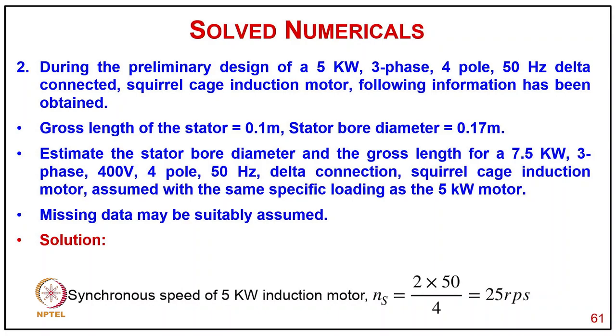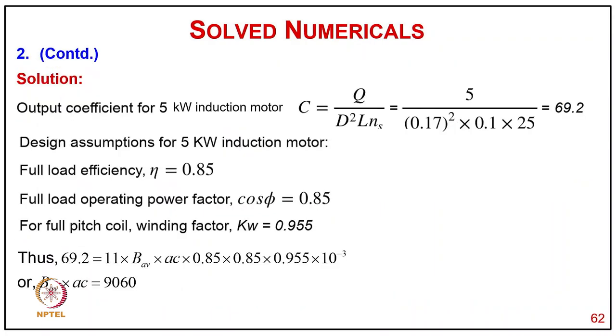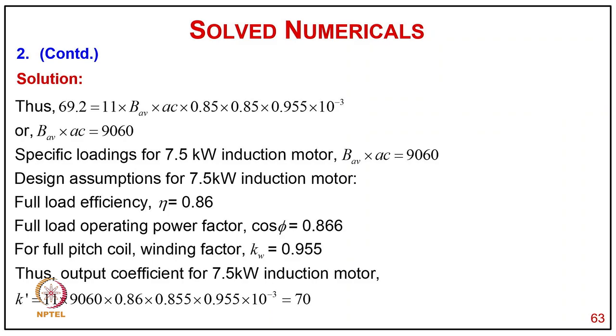The synchronous speed of the 5 kilowatt motor is NS equal to 2 into 50 by 4, which is 25 rps. The output coefficient for the 5 kilowatt motor, C0 equal to Q upon D square L NS, comes to 69.2. The design assumptions for the 5 kilowatt motor are full load efficiency 0.85, full load power factor 0.85, and full pitch winding factor kW 0.955. Putting in values in this equation, B average into AC comes to 9060.